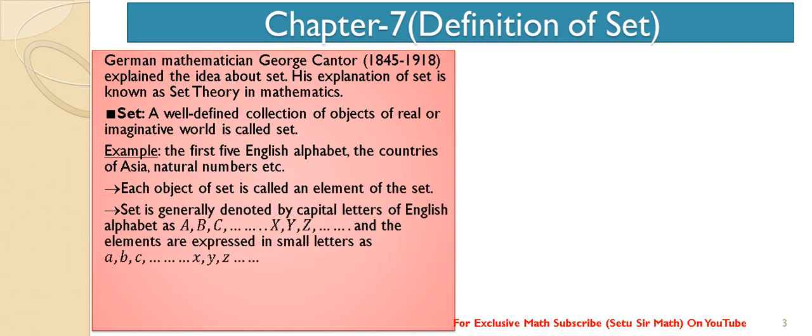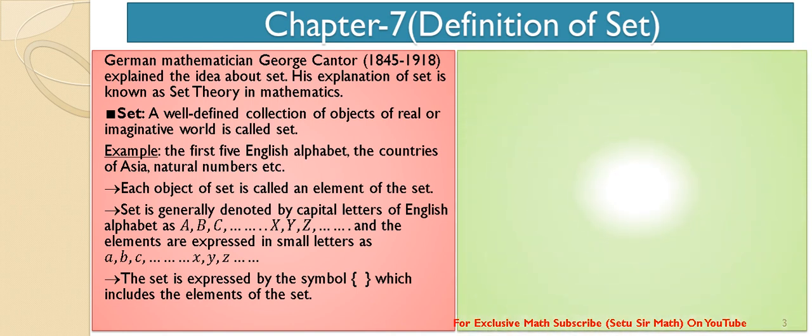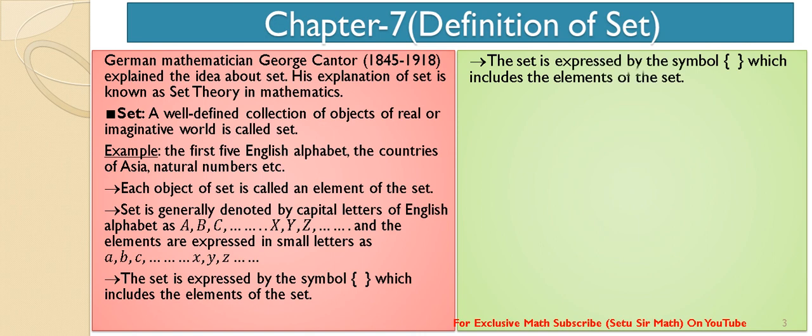So the next, set is generally denoted by capital letters of English alphabet like A, B, C, X, Y, Z, as you can see, and the elements are expressed in small letters a, b, c, x, y, z. The set is expressed by the symbol second bracket, which includes the elements of the set. So in between second bracket, if we write down anything, that will be the set.